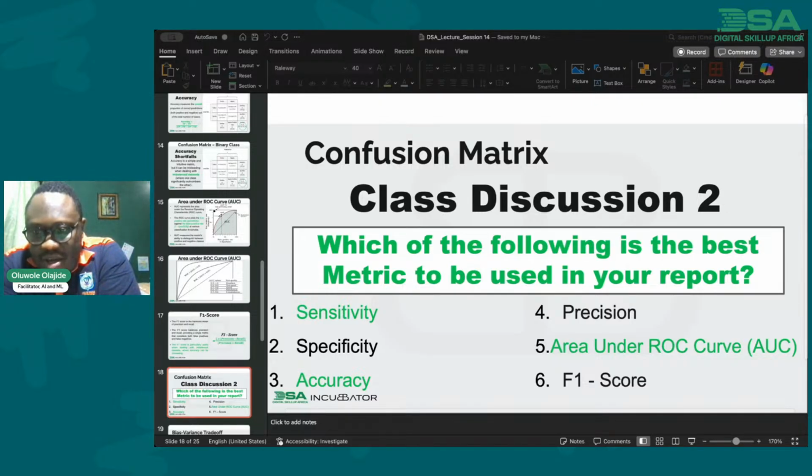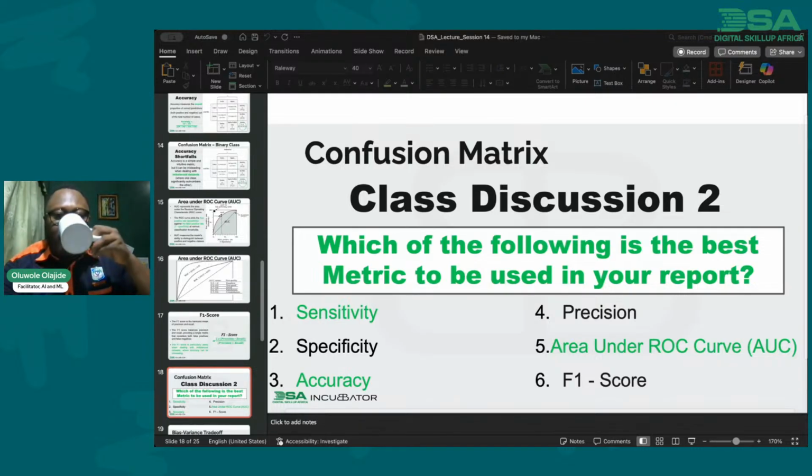This is good. Endurance, tell me why you are choosing AUC. Additional, tell me why you are choosing number 5. I want to know your reason.